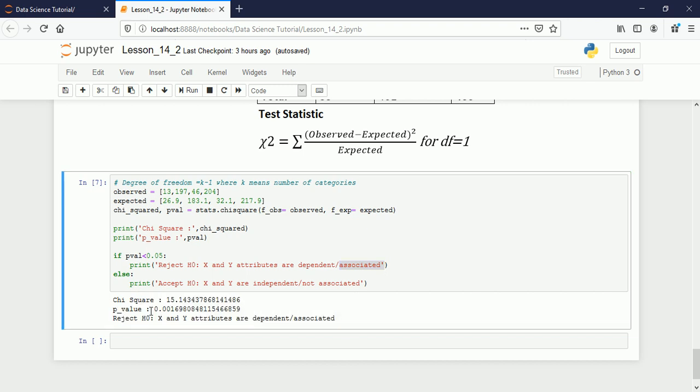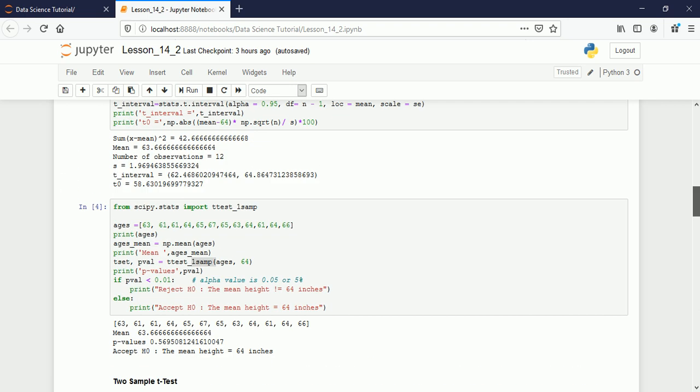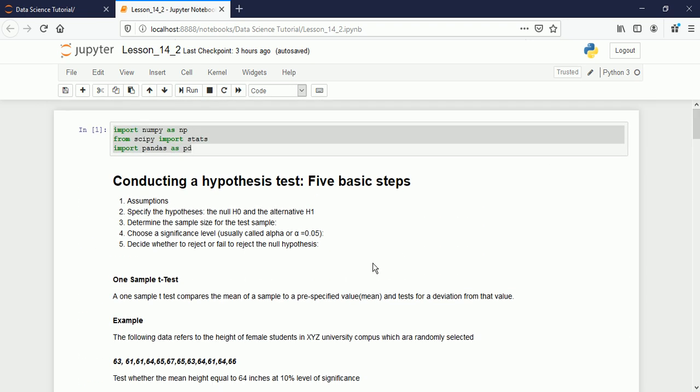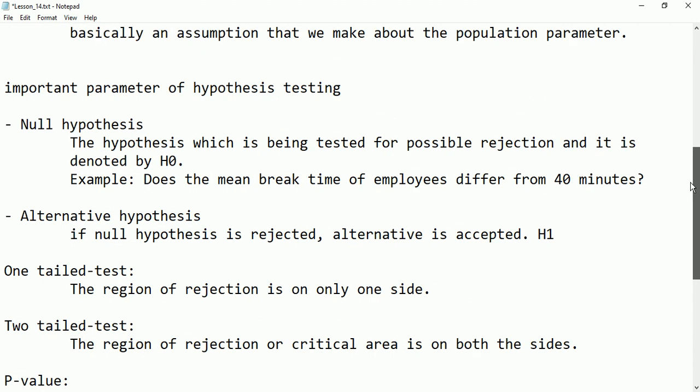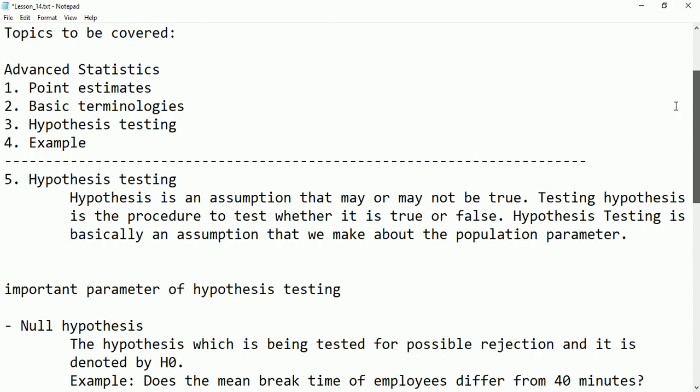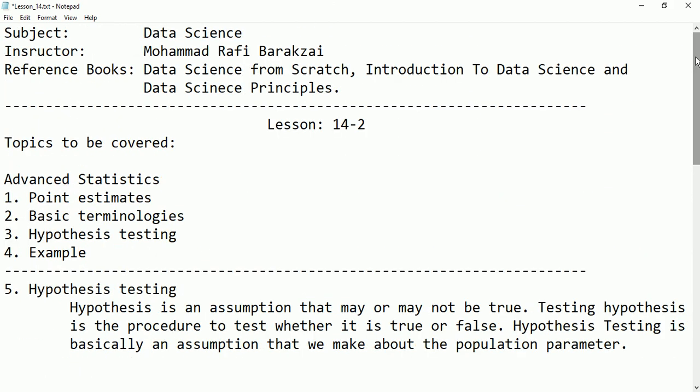The p-value is very important for us, because we are comparing it with the level of significance. I hope you understood this much, friends: the different types of testing we conducted here, and some basic definitions about p-value, degrees of freedom, null hypothesis and hypothesis testing. I hope you understood this.